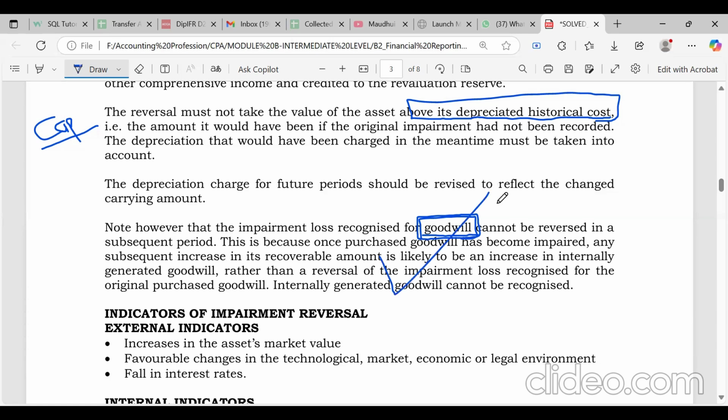If you feel that the goodwill still exists, that is the new goodwill you have generated. And if there's a new goodwill generated, that is an internally generated what? Goodwill. And internally generated goodwill is not recognized because it cannot be measured reliably, as we saw in IAS 38 on intangible assets.